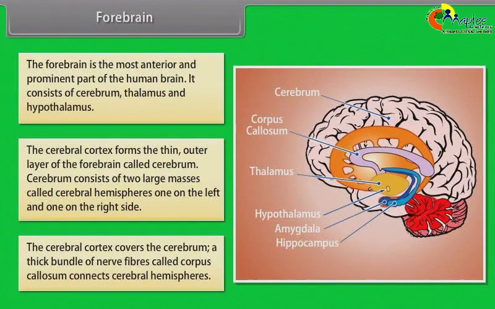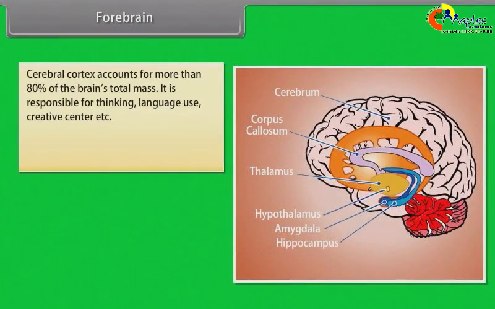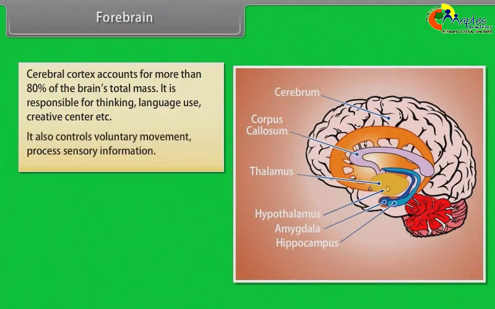A thick bundle of nerve fibers called corpus callosum connects the cerebral hemispheres. Cerebral cortex accounts for more than 80% of the brain's total mass. It is responsible for thinking, language use, creative center, etc. It also controls voluntary movement and processes sensory information.